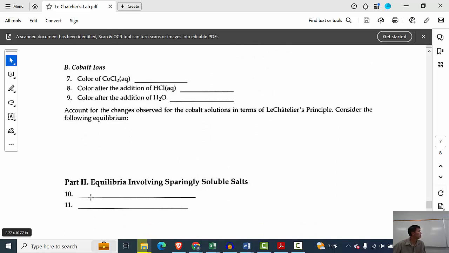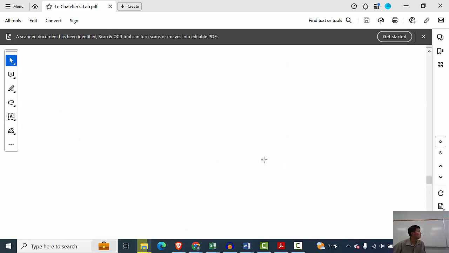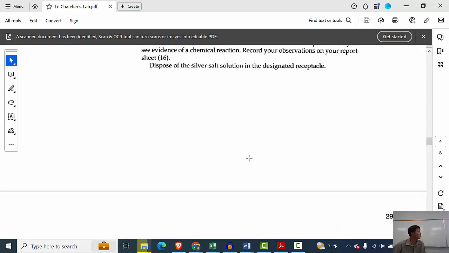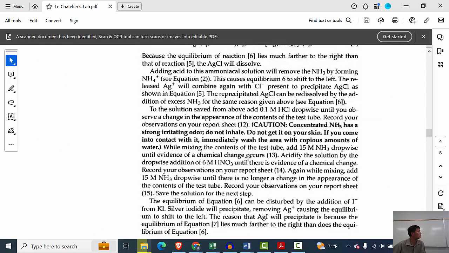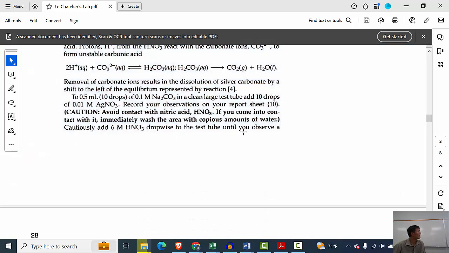What did you put for item 10 and 11? So here we have to go back in the procedure and look for what they're asking. Here's item 11. 10 must be right before that. Here it is. Record your observation on the report sheet, 10. So we're adding sodium carbonate to silver nitrate.